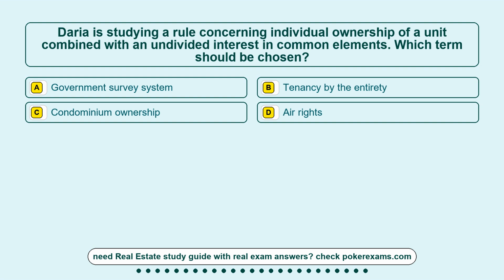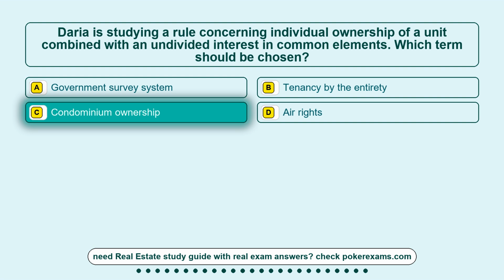Question 16. Daria is studying a rule concerning individual ownership of a unit combined with an undivided interest in common elements. Which term should be chosen? Option A, government survey system. Option B, tenancy by the entirety. Option C, condominium ownership. Option D, air rights. The correct answer is option C, condominium ownership.